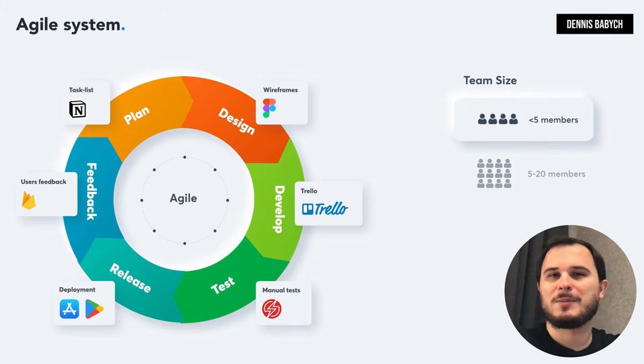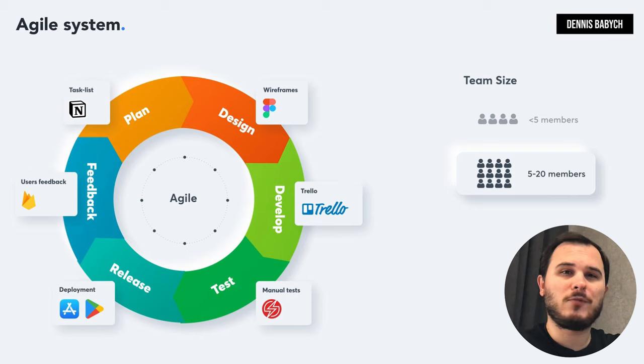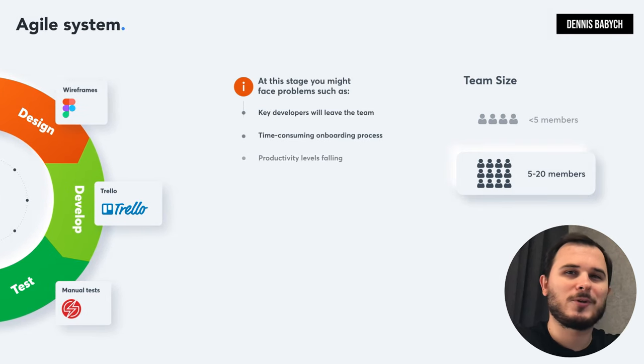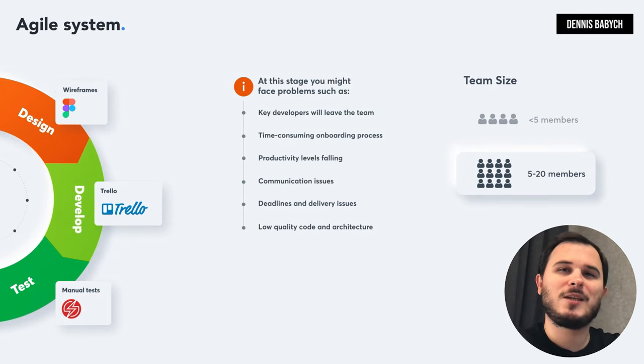However, as your team expands to 15 or more people, you may face some challenges such as losing your key developers, complex and time-consuming onboarding processes, reduced team productivity, communication issues, missed deadlines, and a decline in code quality on the architecture. To avoid these problems, it's important to hire a tech lead to oversee the team and code architecture, find a project manager with tech background, implement Scrum, sprints, backlog, and retrospective processes, conduct daily stand-ups to keep everyone updated on pending tasks, and utilize advanced tools like Jira to manage tasks and track your team velocity.